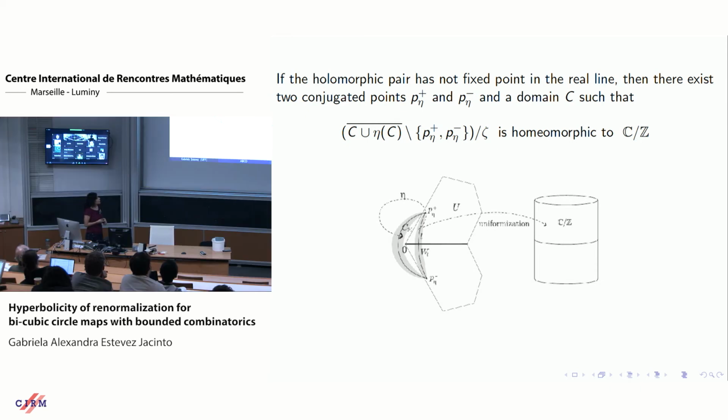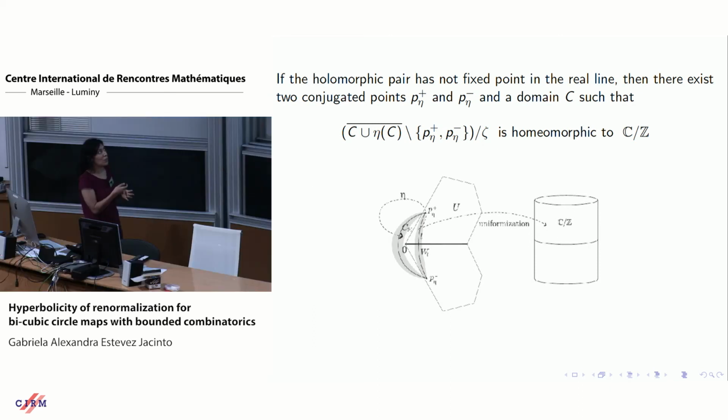So these points always exist for irrational rotation number. If your rotation number is irrational, you never have periodic points in the real line. So in that case, there always exist these two points. I don't remember very well, but if the rotation number is irrational, these points are related with the non-periodic points in the real line.